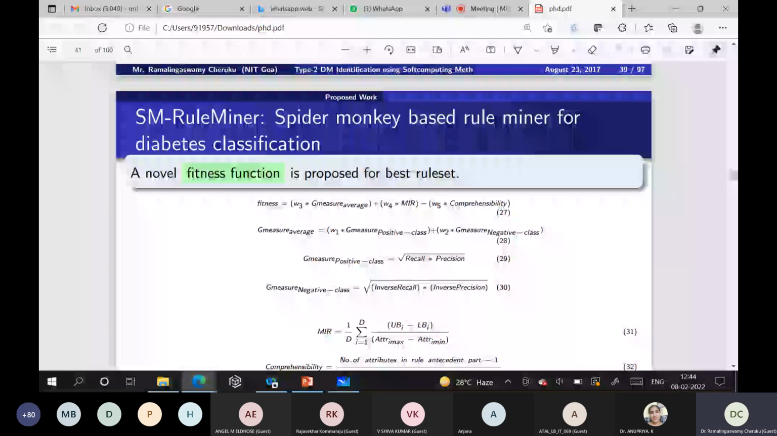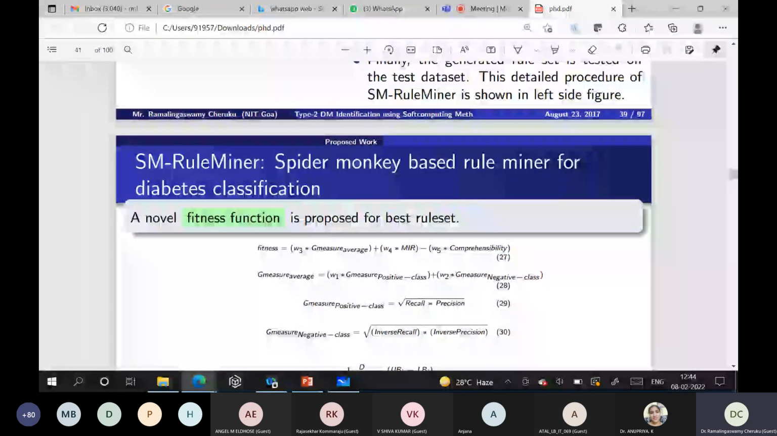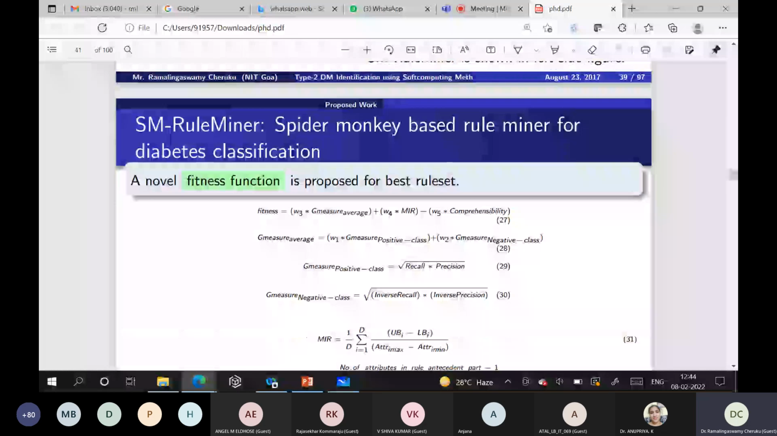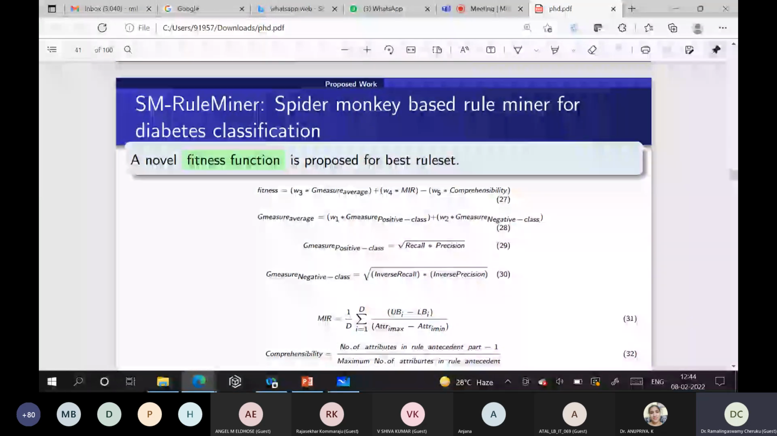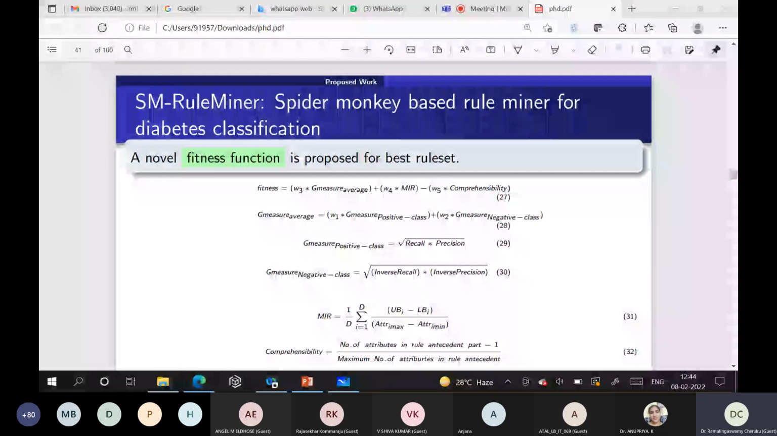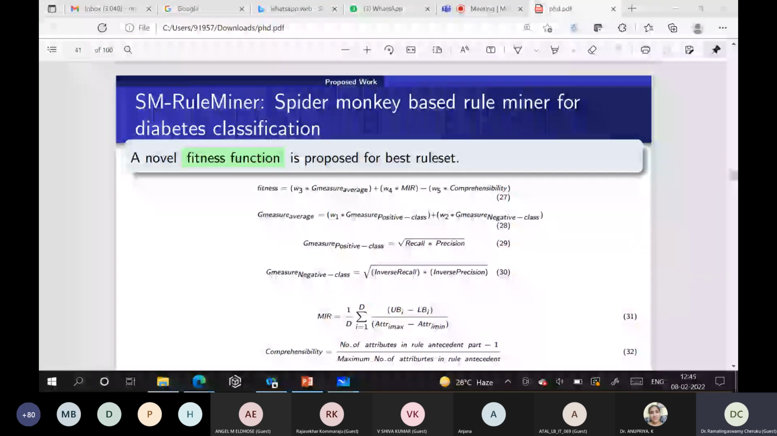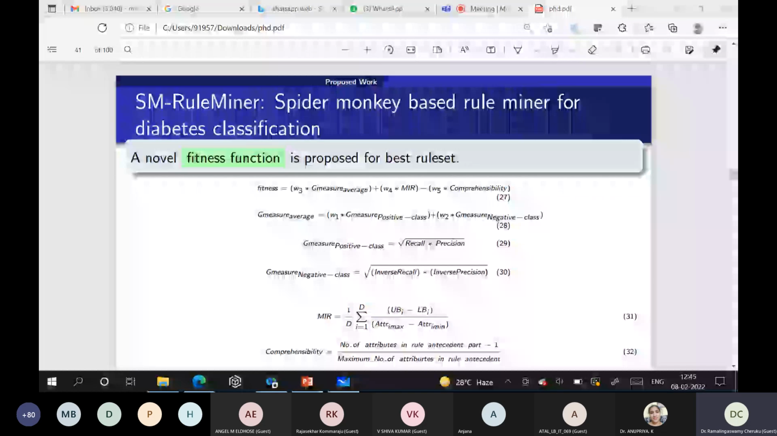So what are the fitness functions? I mentioned the two important steps in any bio-inspired algorithm towards solving any particular problem. First you have to model it. Once you succeed in the modeling, then you have to choose the appropriate fitness function, which will evaluate the quality of your solutions. The fitness function is very important.